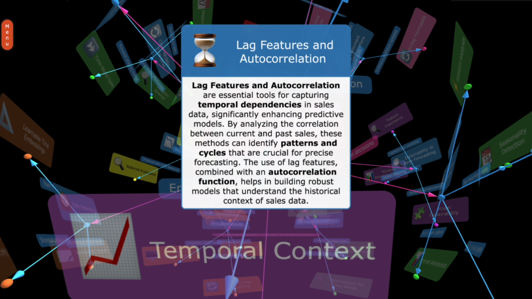Lag features and autocorrelation are essential tools for capturing temporal dependencies in sales data, significantly enhancing predictive models. By analyzing the correlation between current and past sales, these methods can identify patterns in cycles that are crucial for precise forecasting. The use of lag features, combined with an autocorrelation function, helps in building robust models that understand the historical context of sales data.